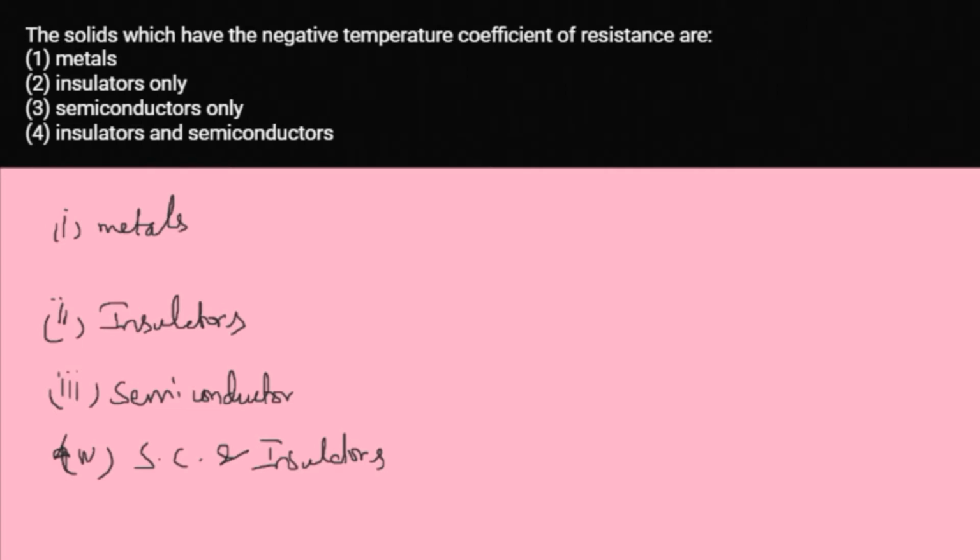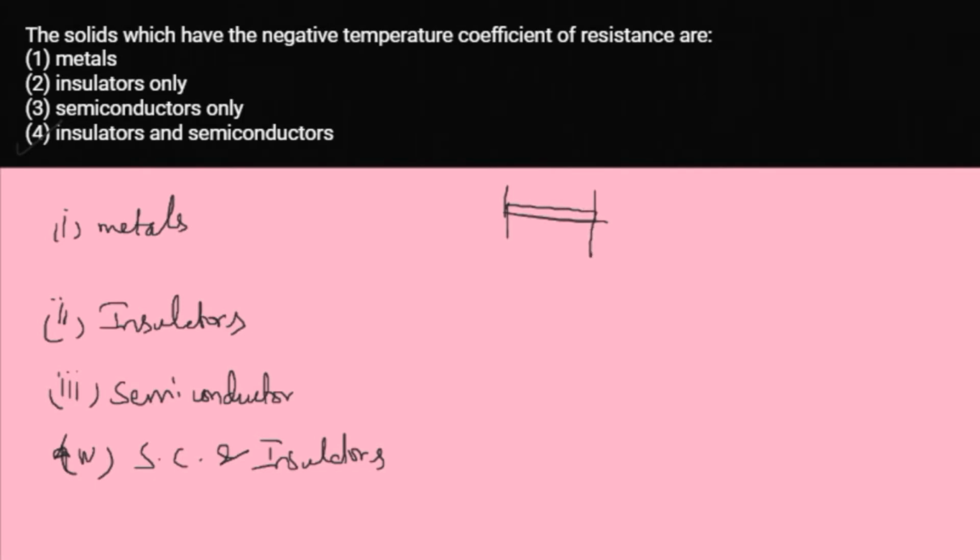Let us discuss in detail which option is correct. Actually, option 4 is the correct one. I'll explain why the other options are wrong. Based on band theory of solids, we always concentrate on the valence band and the conduction band.